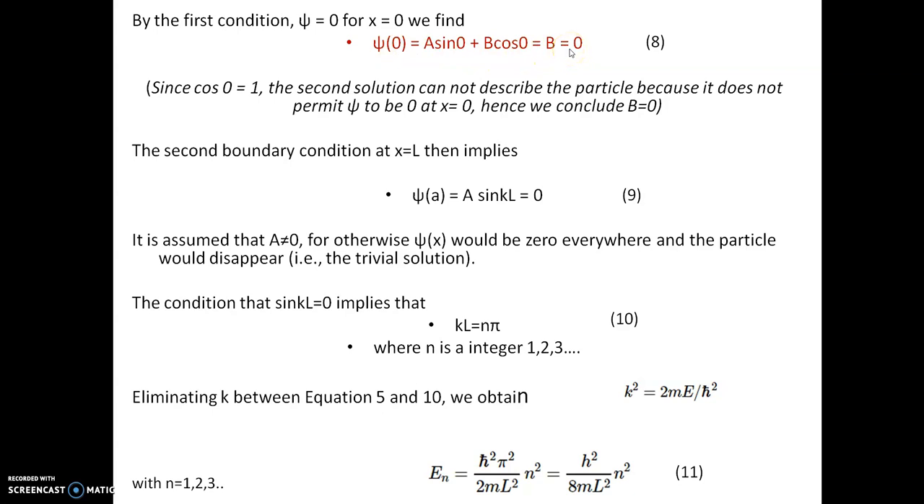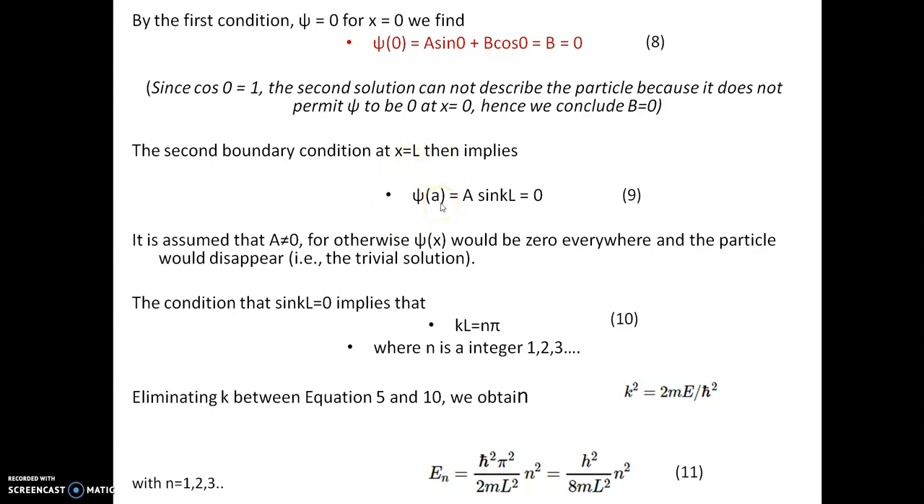But according to our condition, the psi should be equal to 0. In order to make psi equal to 0, we need to assume that b is equal to 0. So in that case, the psi will be equal to 0. Now we will apply the second boundary condition, x equal to L. So in the place of x, we will apply L.